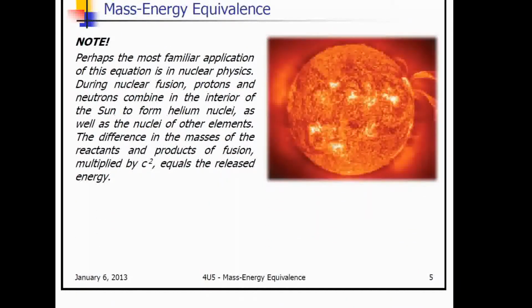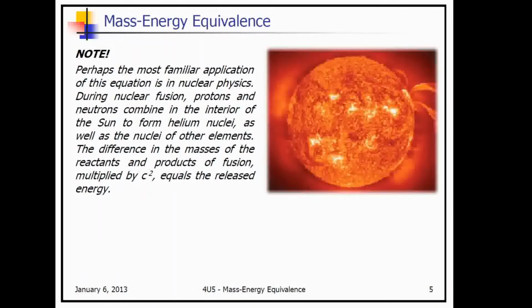So the most familiar application of this equation is in nuclear physics. During nuclear fusion, protons and neutrons combine in the interior of the sun to form helium nuclei, as well as the nuclei of other elements. The difference in the masses of the reactants and the products of fusion multiplied by c squared equals the released energy. And we've seen this when we looked at that nuclear physics review lecture as well. You see this when we look at nuclear fission equations or nuclear fusion equations. The energy or the mass lost equals the energy gained, and that mass lost is referred to as the mass defect.